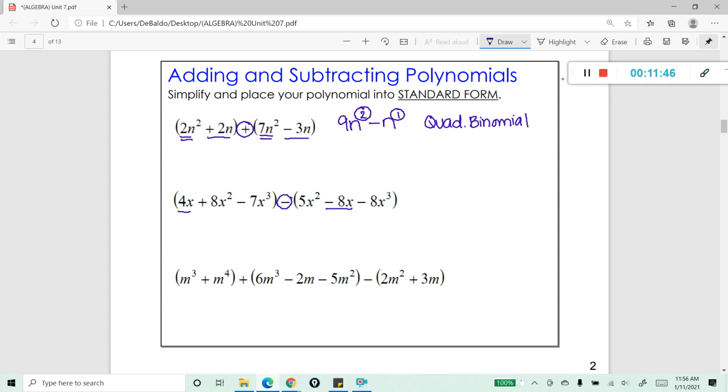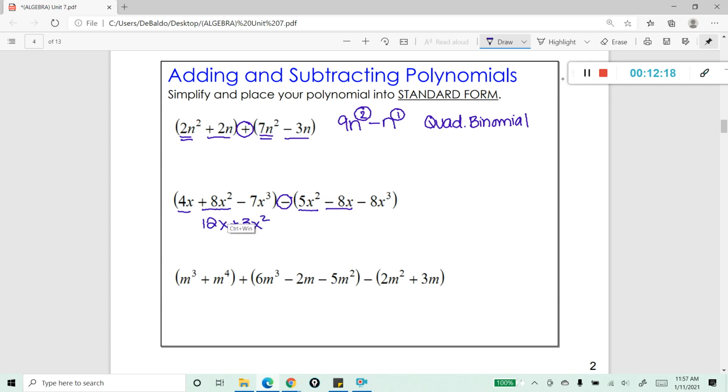And this is probably the most confusing part of adding and subtracting because there is that double negative there. 4x minus negative 8x is actually adding 8x. That's going to leave us with 12x. Let's go ahead and move on to positive 8x squared. I can combine that with 5x squared. So it's going to be 8 minus 5, which gives us positive 3x squared.